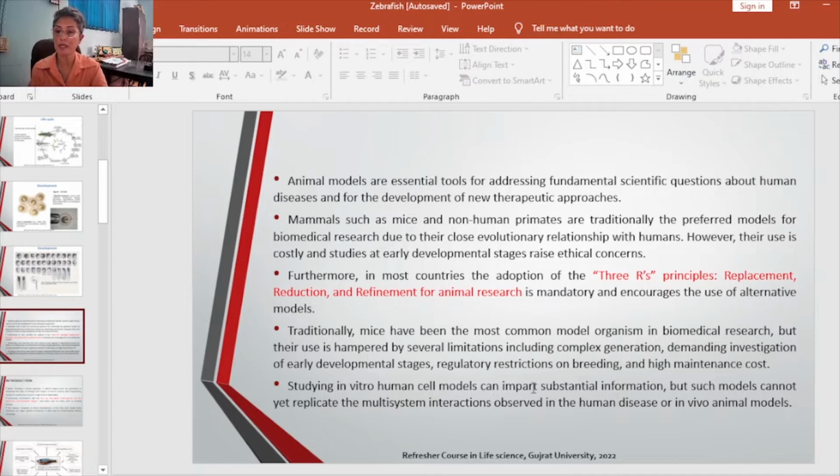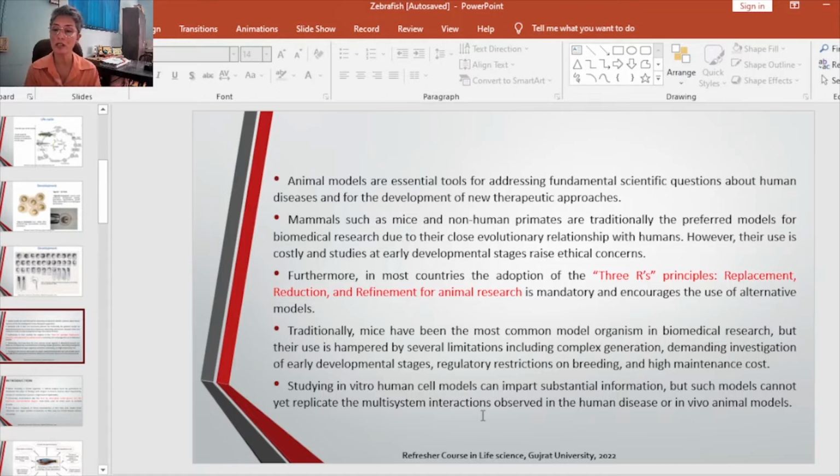But it can impart substantial information, but the model cannot replicate the multi-system interaction observed in human disease or in vivo animal models. Because in case of cell line research, the cell lines are monolayer and a single type of cell is available in the flask. So the cell signaling aspect, which is available in the three-dimensional portion of the system or the organ present in vivo, is not available in vitro.